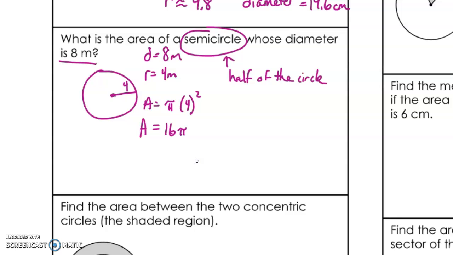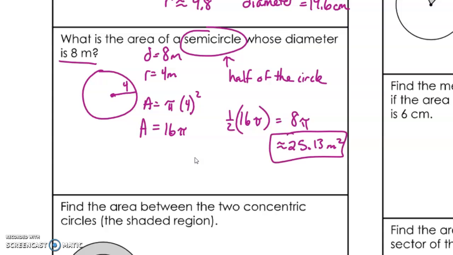Okay, so you're going to take the 16 pi and do half of it because you just want the semicircle. So that's 8 pi. Or if you want it as a decimal, then we type in our calculator 8 times pi, and we get roughly 25.13 meters squared. And that would be our solution.